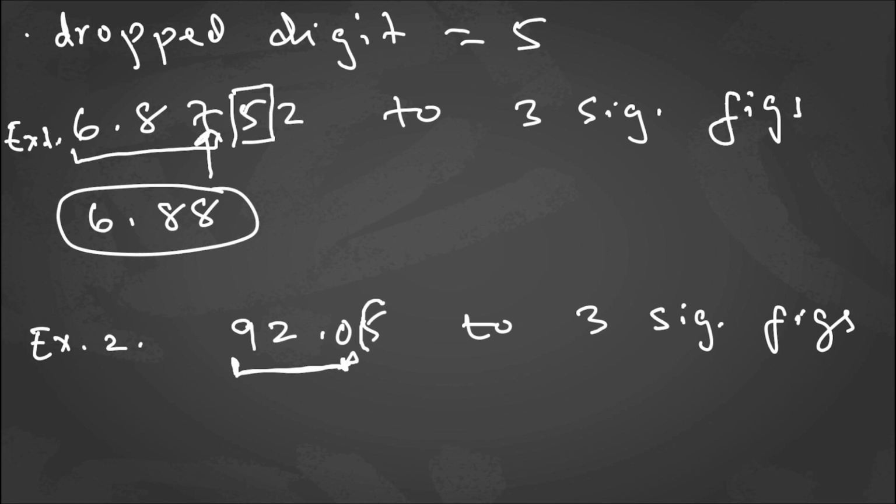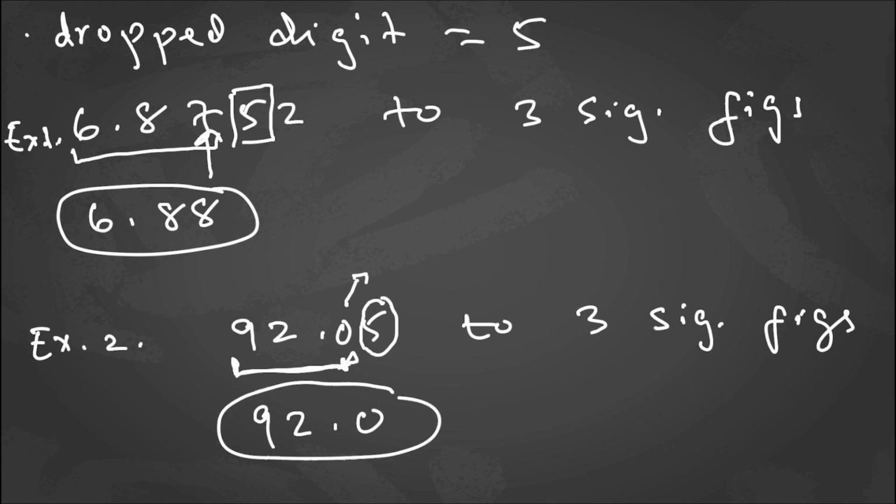But now we have our dropped off digit, in this case equal to 5. But we know that if we round this 0 to 1, we will make this number odd. But remember, 0 is an even number. So we will have to leave our final answer as 92.0, right? And these are the rules when we are dealing with rounding off numbers to solve problems involving significant figures.